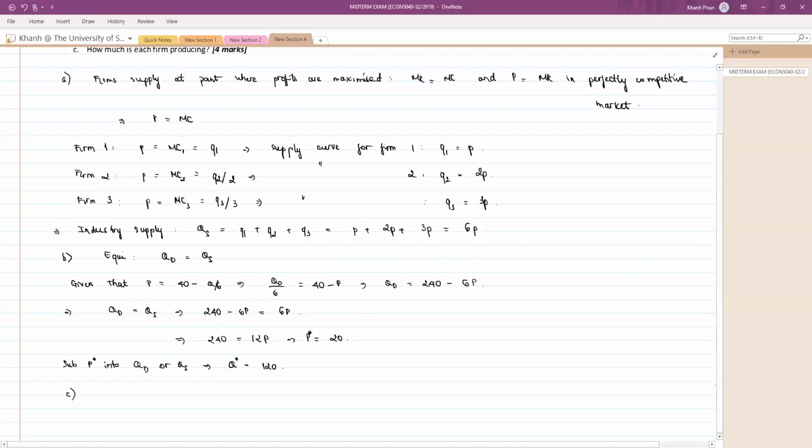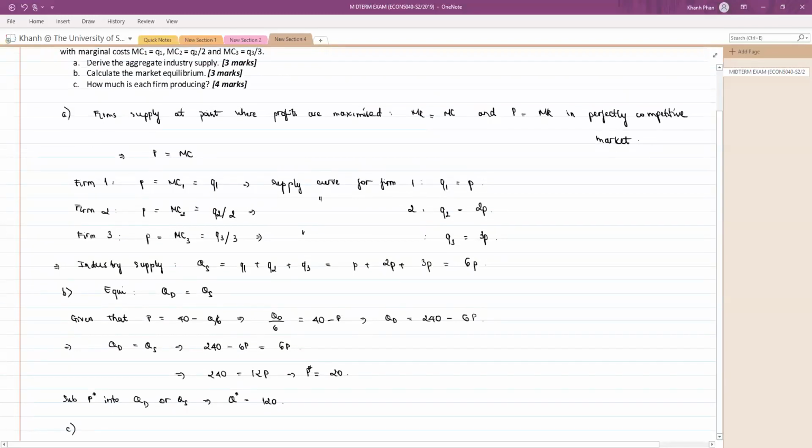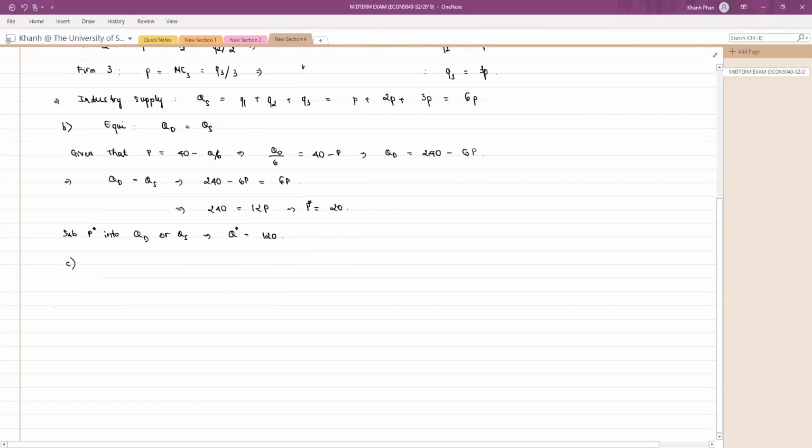The last part asks you to find how much each firm is producing. It's very straightforward. We know the supply of each firm, and we know the equilibrium price, which is the market price, so we should be able to find how much each firm is producing. Firm 1's supply curve is where Q1 equals P. So in equilibrium, Q1 equals P star, and the firm is going to supply 20 units. This is Q1 star.